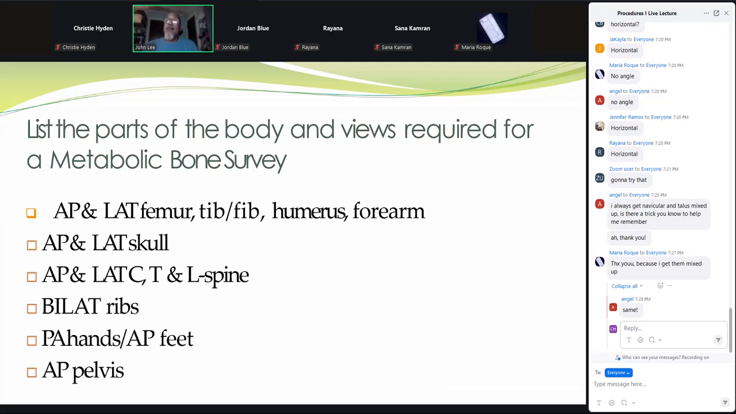For a metabolic bone survey, it doesn't matter what you do at your facility, this is what the ARRT is looking for. So AP and laterals of the femur, tib fib, humerus, and forearms, AP and lateral of the skull, C, T, and L spines, bilateral ribs, PA of both hands, APs of both feet, and an AP of the pelvis.